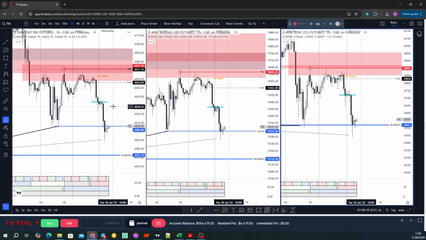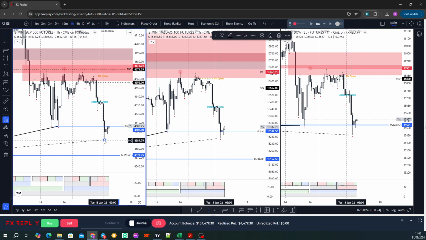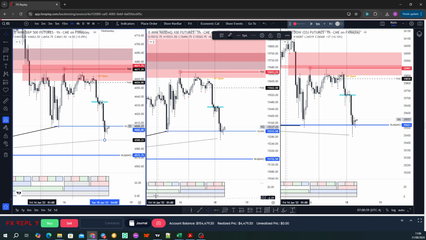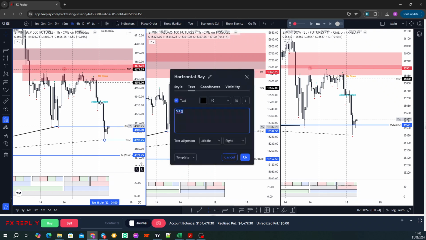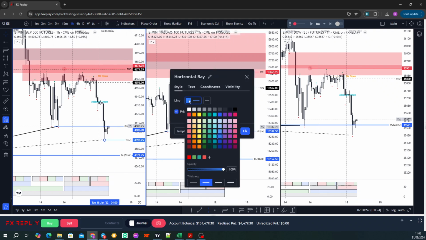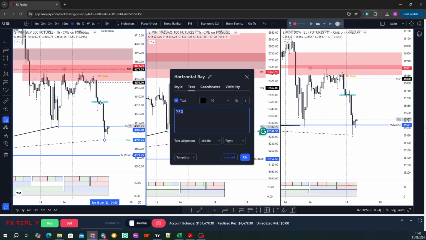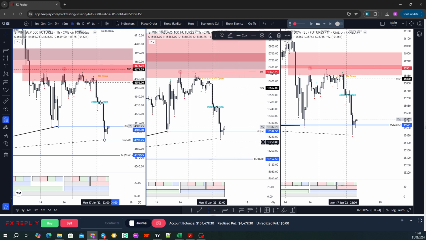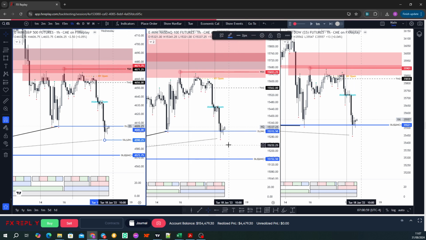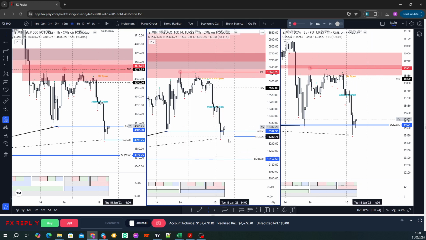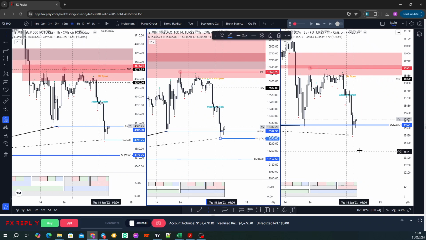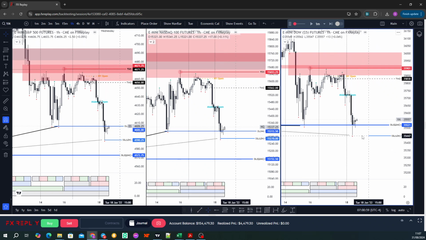So what I want to do is mark that off as SSL. I want to do the same thing here, and the same thing here as well.